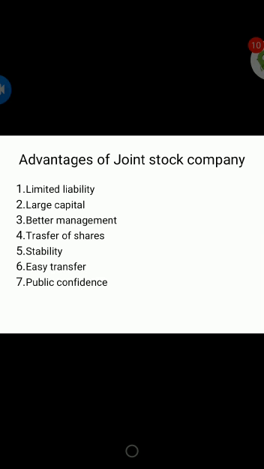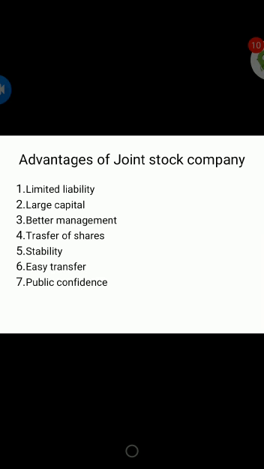The next is easy expansion. The company has unlimited opportunity to expand. It can finance new projects by issuing shares and debentures, and it can transfer some portion of profit to reserve for further expansion.